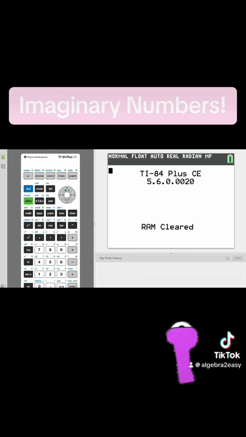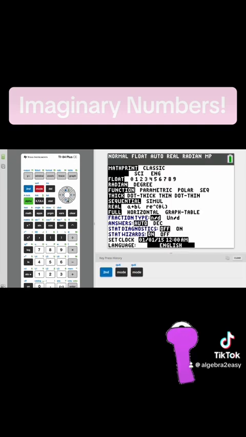Today we're going to talk about operations with imaginary numbers. And all imaginary number operations can be completed using your calculator. So the first thing we're going to do is change our mode. I want you to press second and then mode. And if you scroll down to where it says real, we want imaginary values.